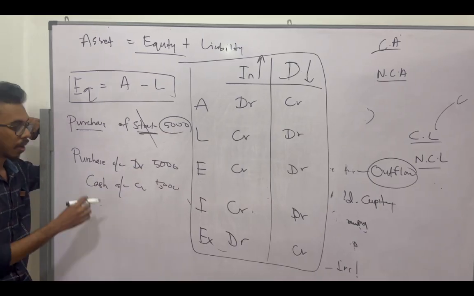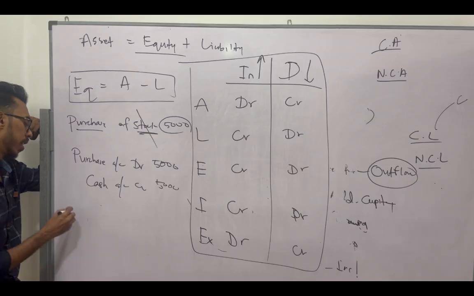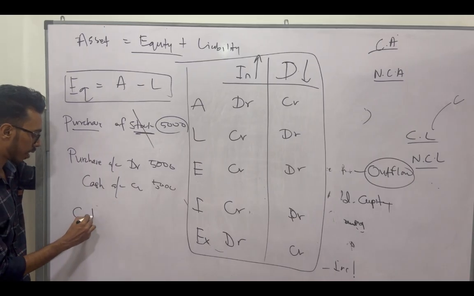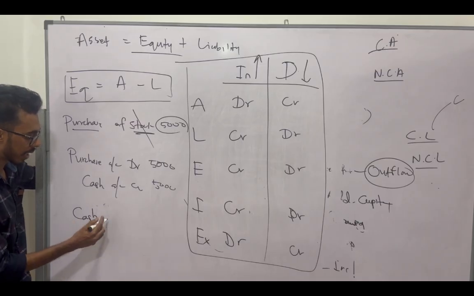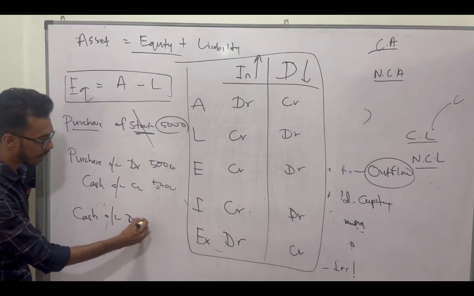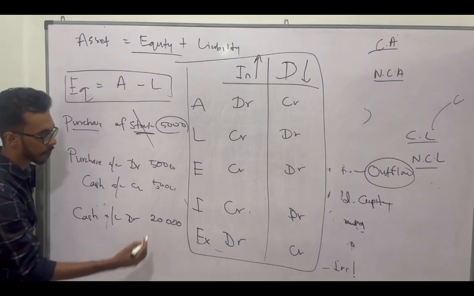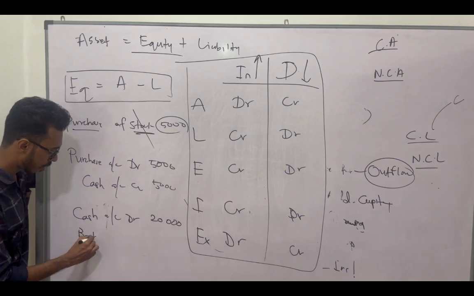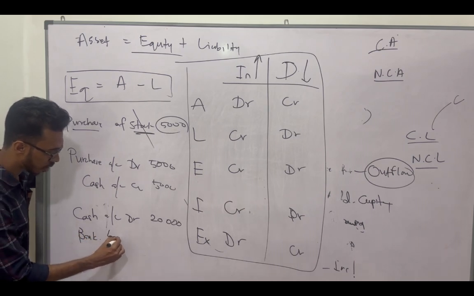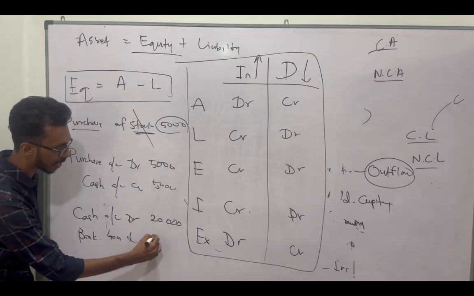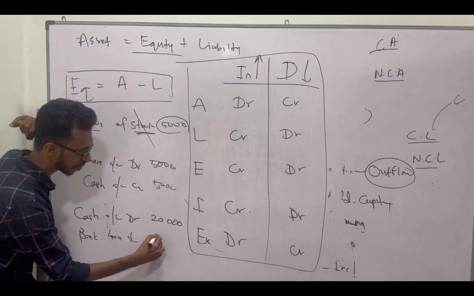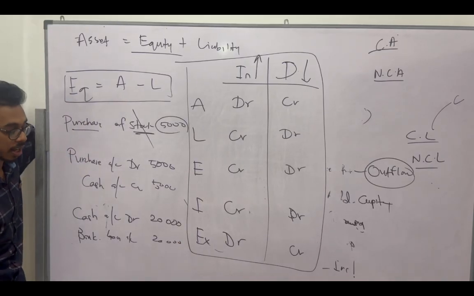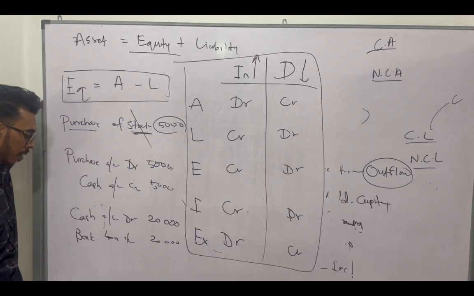We'll take obtain bank loan, right? Obtain bank loan. So when you are obtaining a bank loan, it means cash account will get debited, let's say 20,000. Bank loan is a liability, so the bank loan account will get credited as rupees 20,000, right?